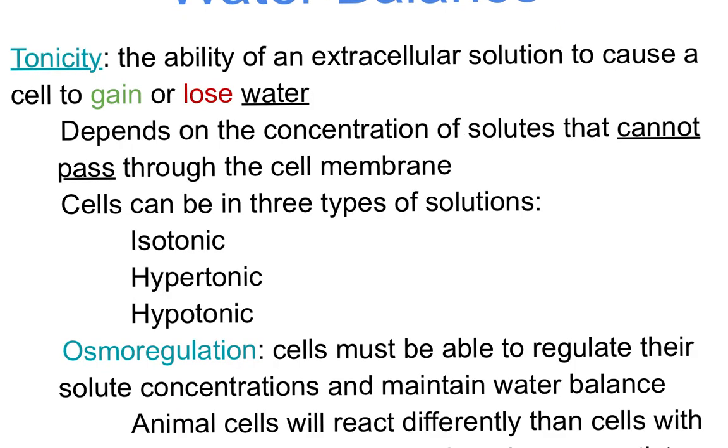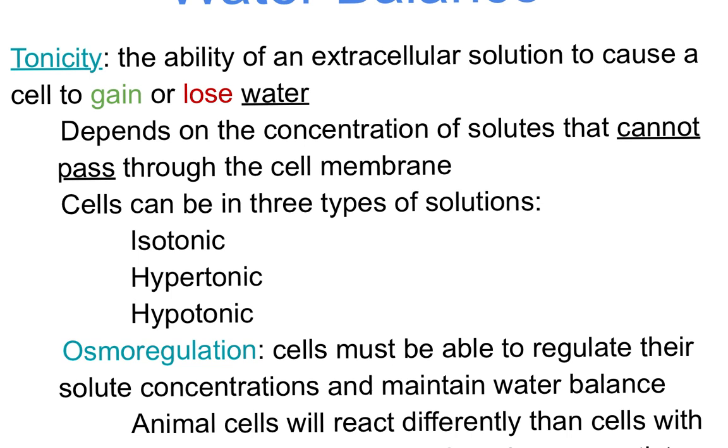Tonicity is the ability of an extracellular solution to cause a cell to gain or lose water. So this depends on the concentration of the solutes that cannot pass through the cell membrane, right? So cells can be in three types of solutions. They can be isotonic, hypertonic, or hypotonic.